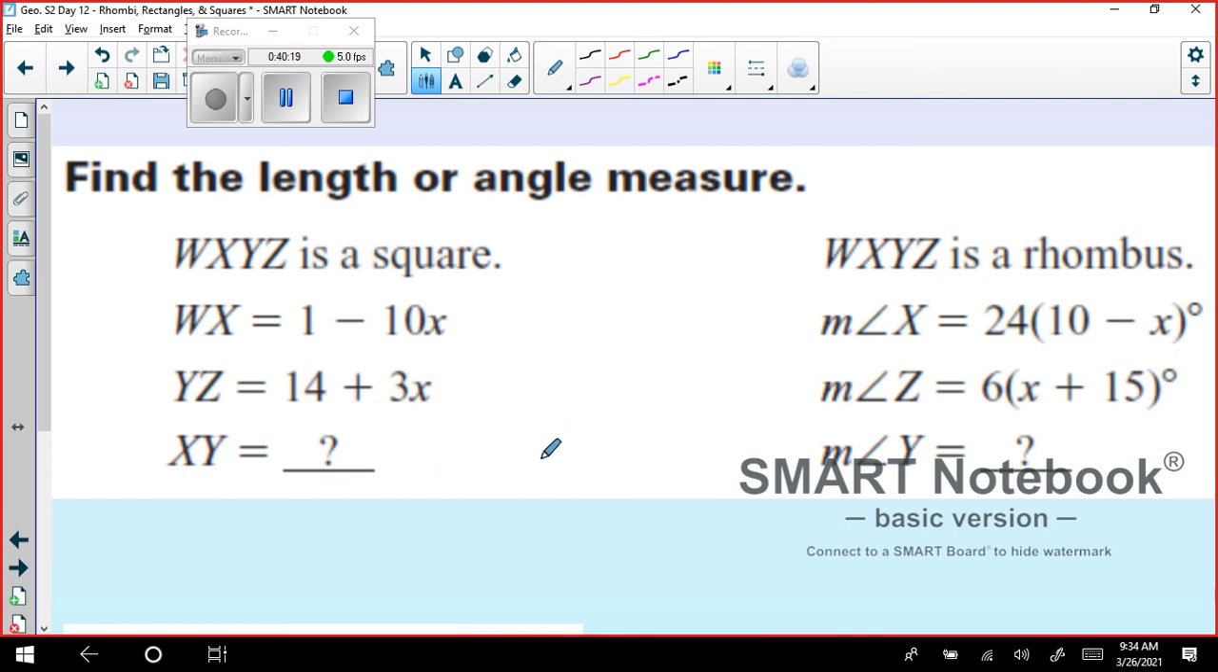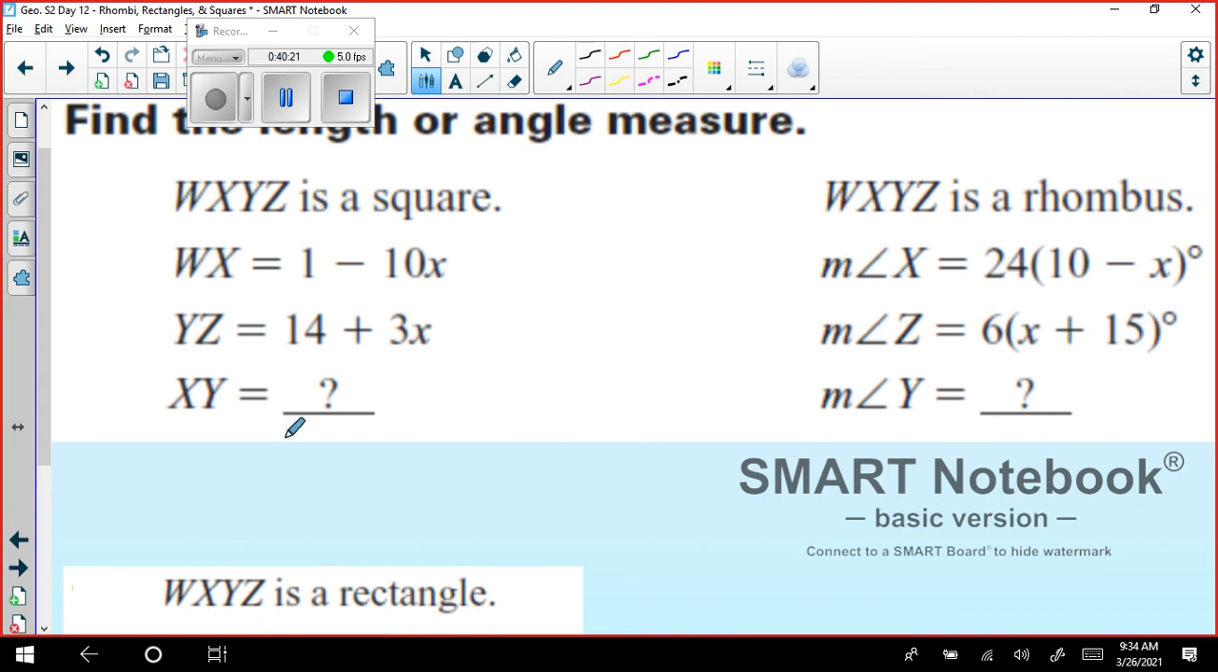Find the length or angle measure of these. You have to use the given information and find this. WXYZ is a square, they are telling. I'll do the first one, then I'll give you a chance for the second and third. WXYZ is a square. In case of a square, all the sides and all the angles are equal.